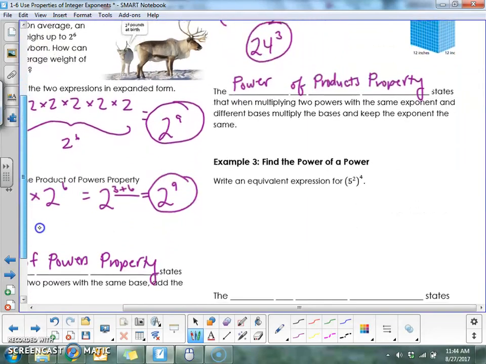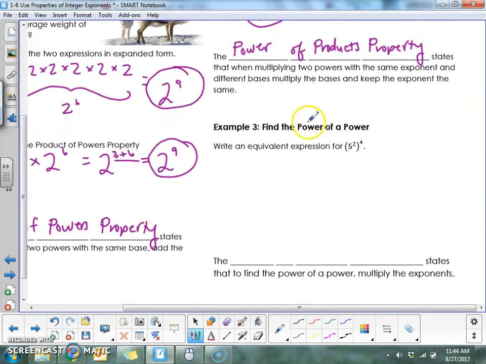Example 3, find the power of a power. So write an equivalent expression for 5 squared to the 4th power. So for this, I'm going to start by expanding it out, 5 squared, which would be 5 squared times 5 squared times 5 squared times 5 squared.